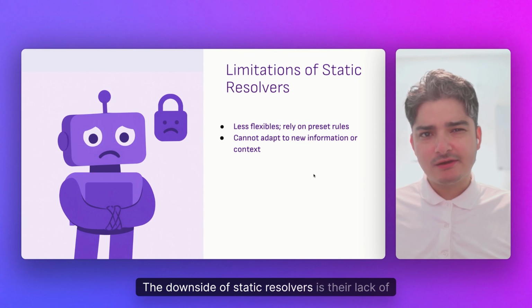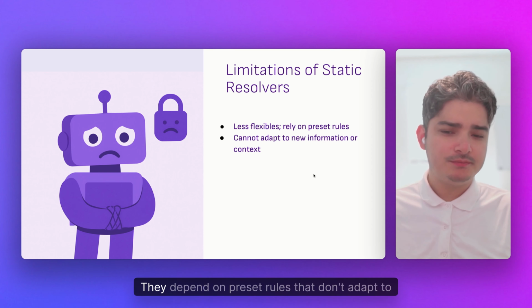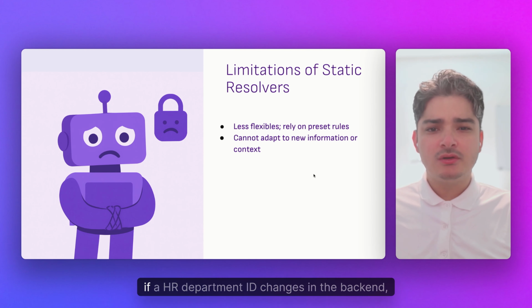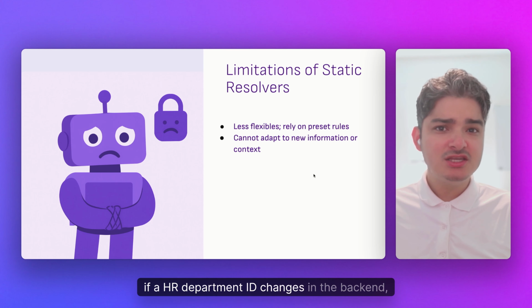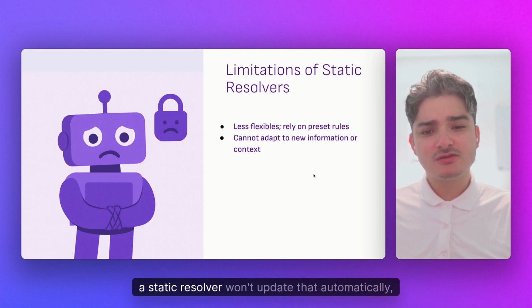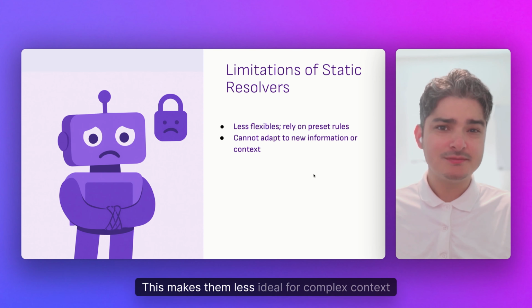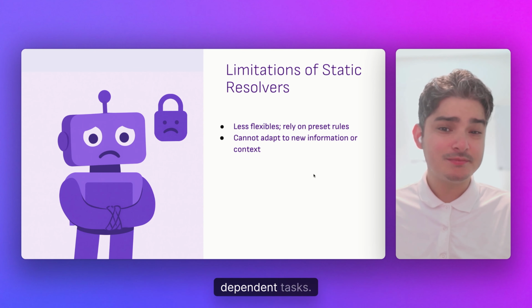The downside of static resolvers is their lack of flexibility. They depend on preset rules that don't adapt to new information. For example, if a HR department ID changes in the backend, a static resolver won't update that automatically, potentially causing errors. This makes them less ideal for complex, context-dependent tasks.